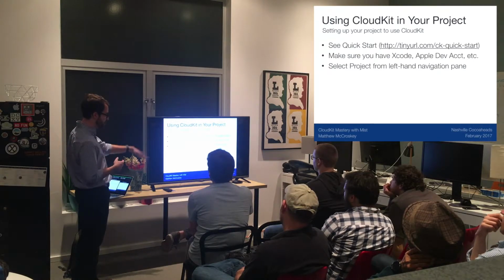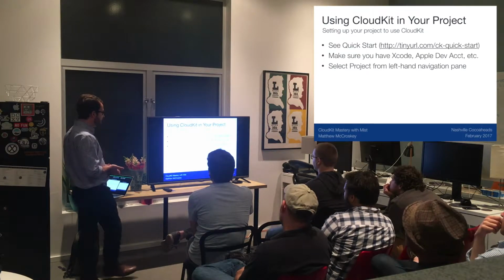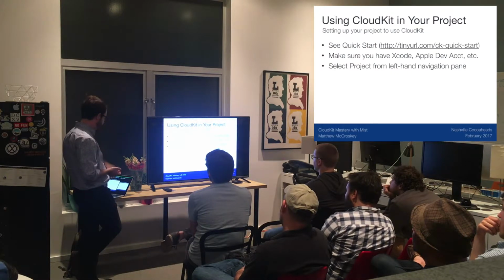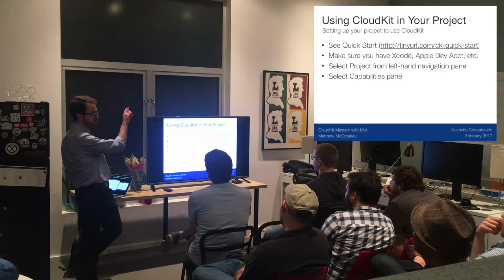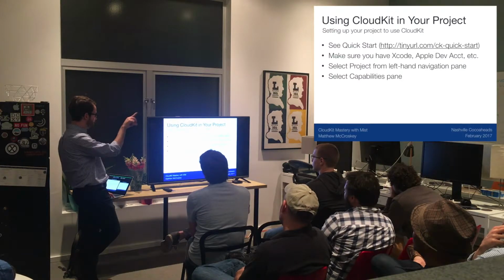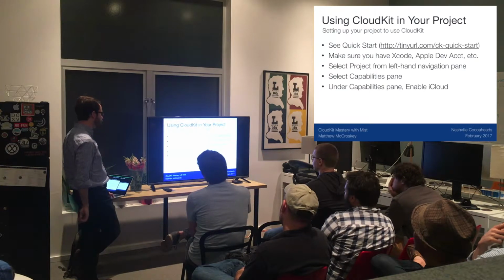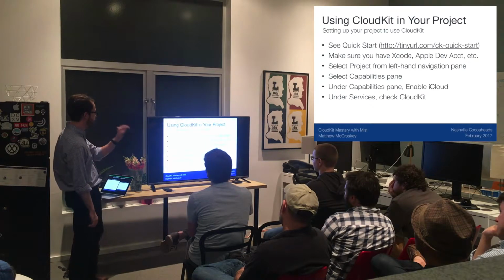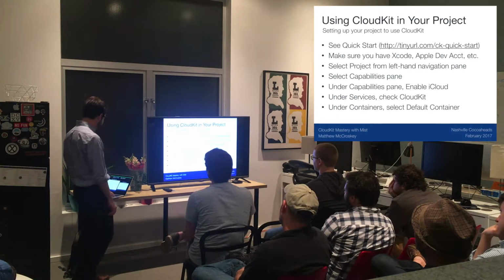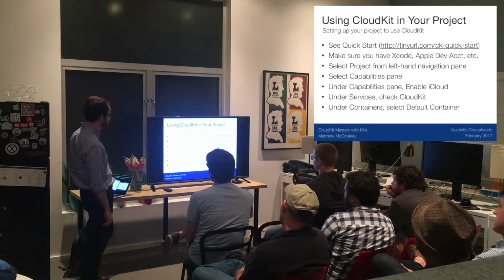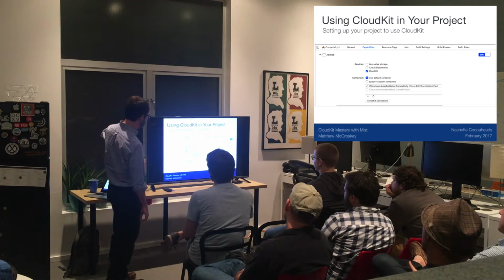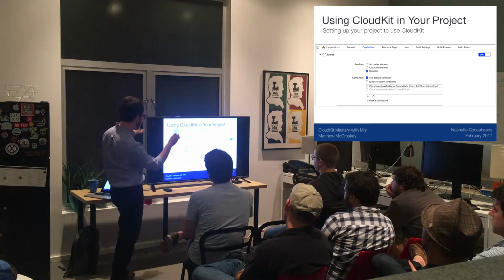Within your project, I'll show you a screenshot of this in just a second, but within your project, you would select your project file from the left-hand navigation pane. You'd select the capabilities pane from across the top there. Under capabilities, you'd flip a switch to turn on iCloud. Under services in that section, you'd check CloudKit. And then last but not least, under containers, you'd set the default container, which looks like this. So if you've already selected your project, then you get this screen right in your main editing area.